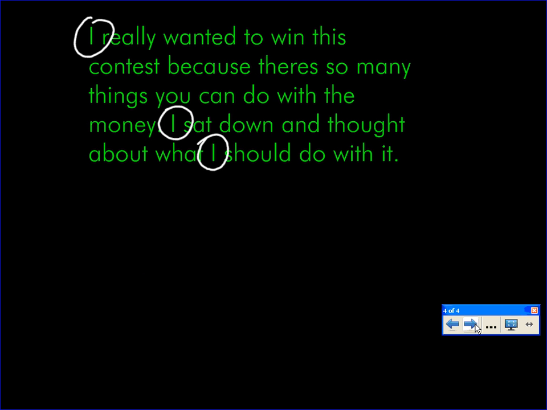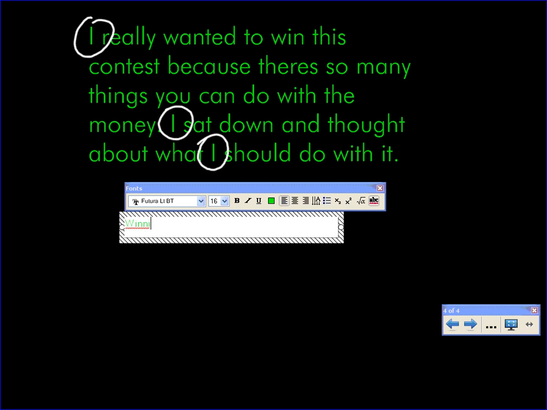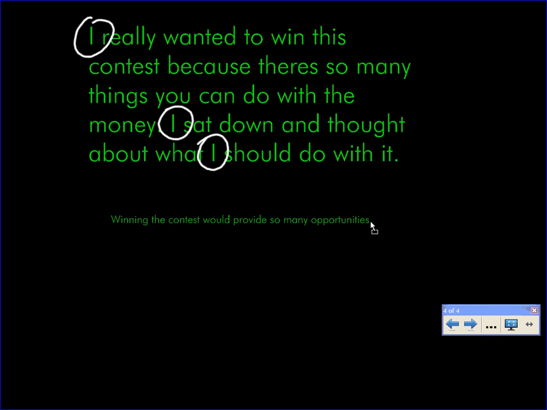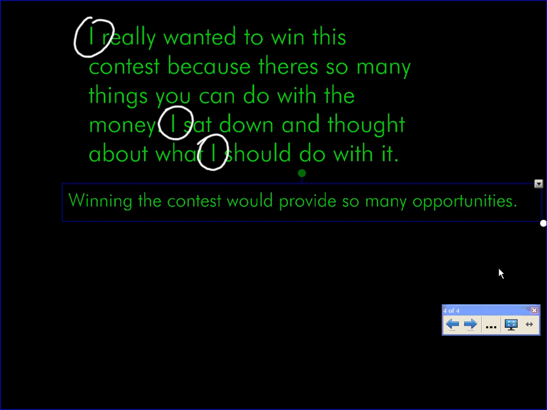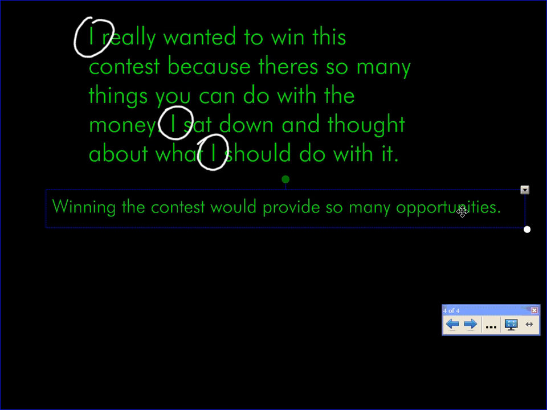Dahlia is doing the same thing. So she says, well, the first sentence focuses on winning the contest, so I'll start with winning the contest. And you were fumbling a little bit on the completion, so I'll complete it for you. Winning the contest. Opportunities. There you go. Yes, Michaela. Hold on a second. Let me make sure everybody understands the first one.